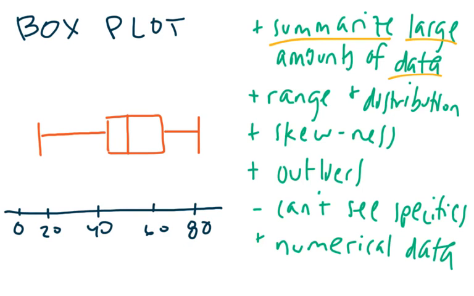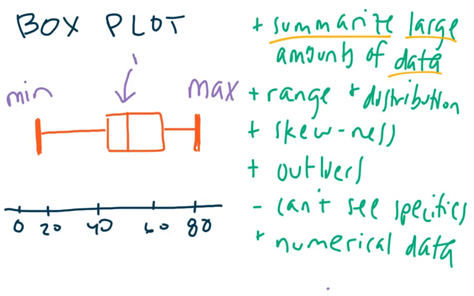important values. One is the minimum value. That's this first line that you see right here. That's the minimum value. And then we can see the maximum value of our data set here. That's this last line. We can see the median. That's this line in the middle of the box plot.